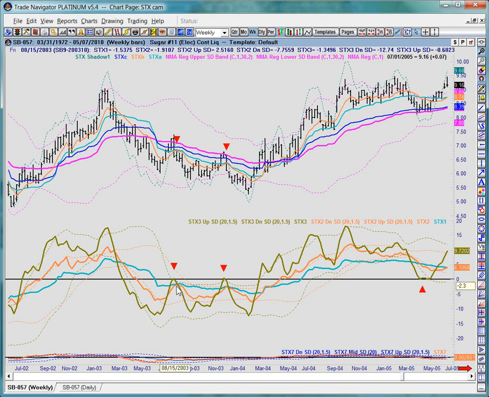And simultaneous to that, the regular speed component 4 line has now come back. It too is resting right on top of the slowest of the component 4 lines. This is a very bearish situation, and then we get the price action confirmation here on this big down weekly bar. The market then sells off.